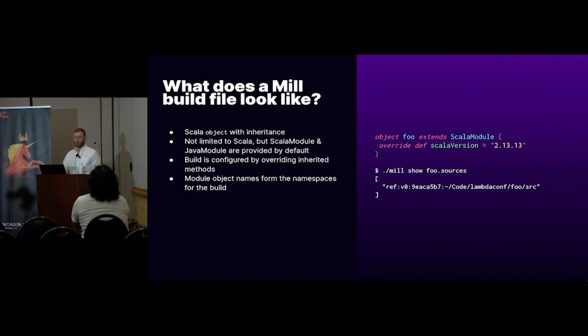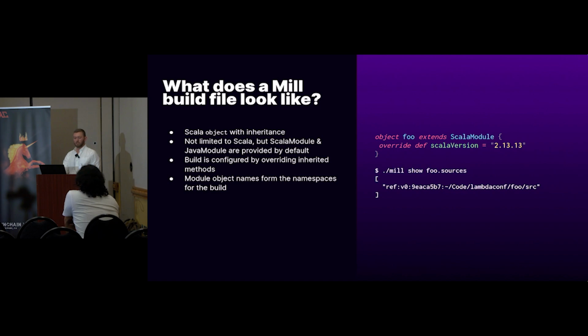So just for a warm-up, what does a Mill build file actually look like? It's pretty simple. It's just a Scala object. That's really all it is. It uses inheritance with a Scala module, which is built into Mill, and it provides the fields that module needs in order to make your build work, like which version of Scala you want to use. It's not limited to Scala. You can also have a Java module, or just a plain module, or implement a module for any other language.